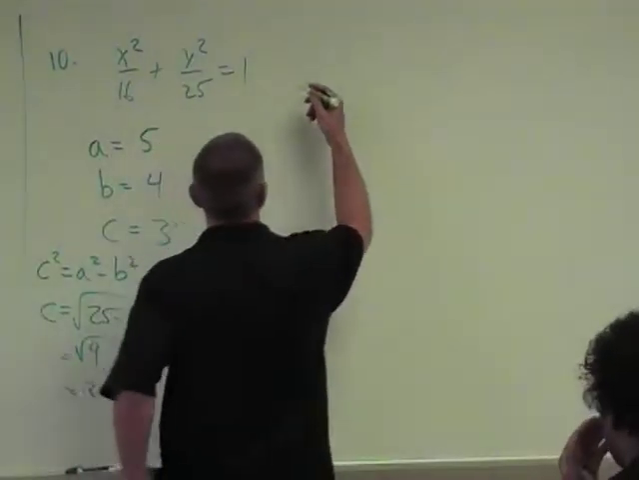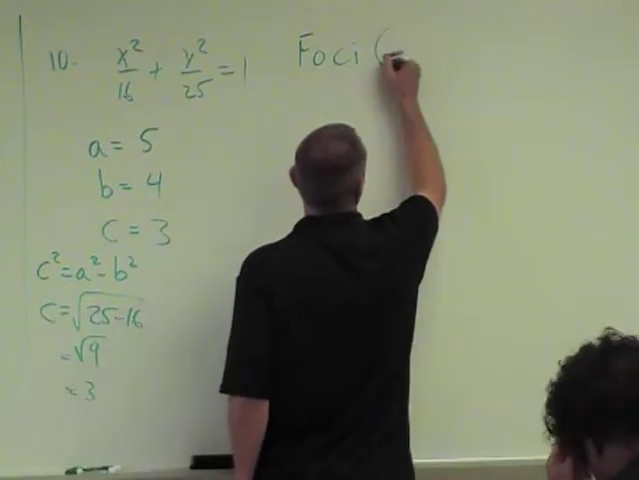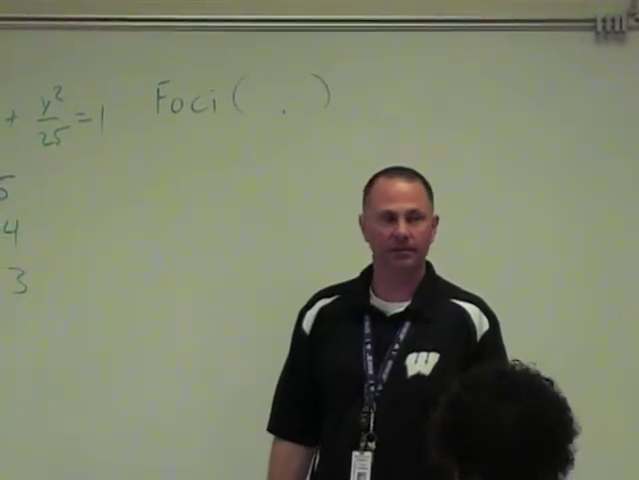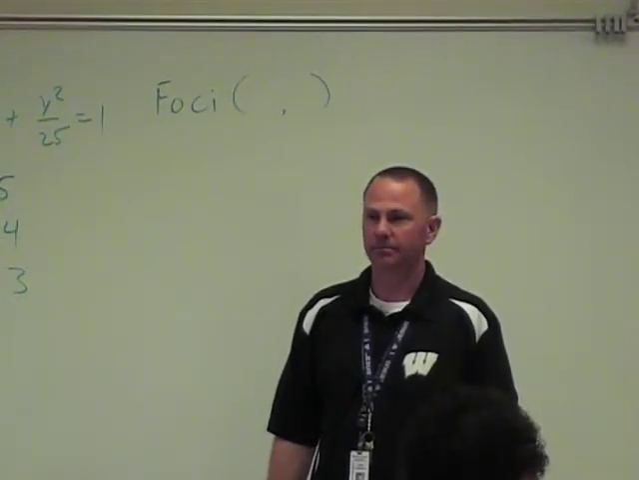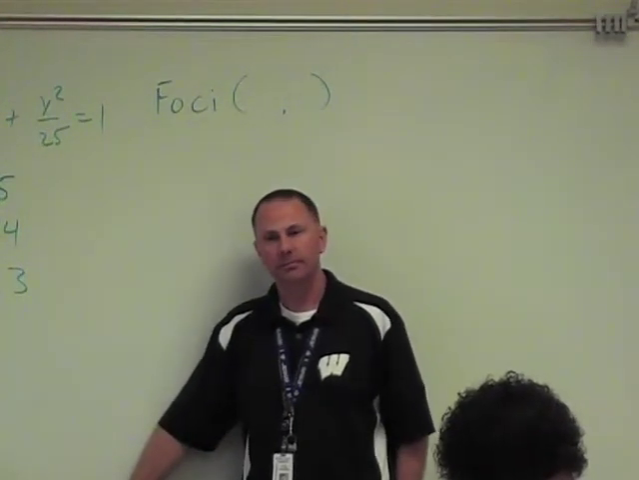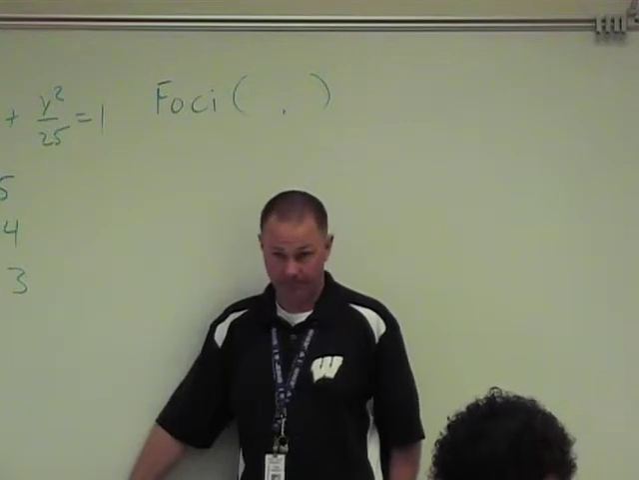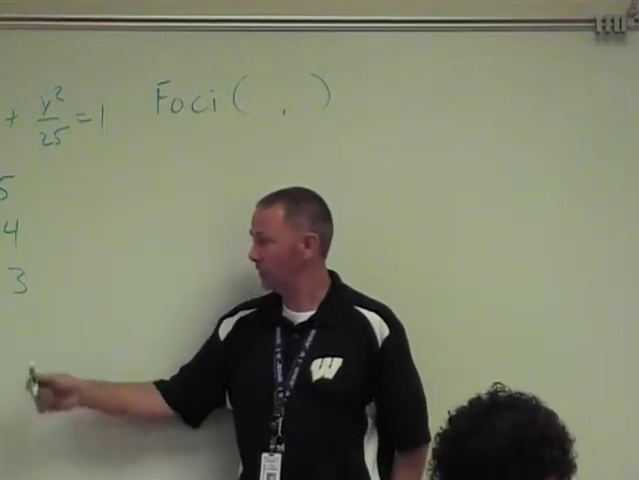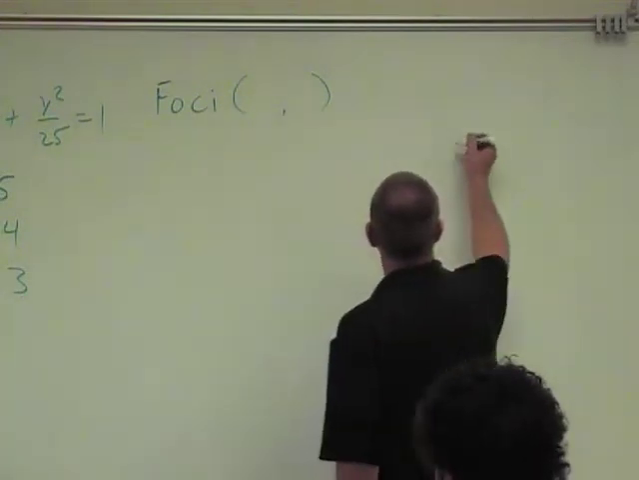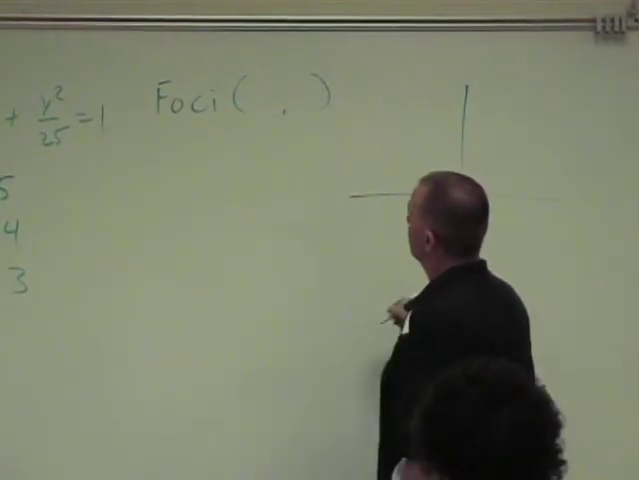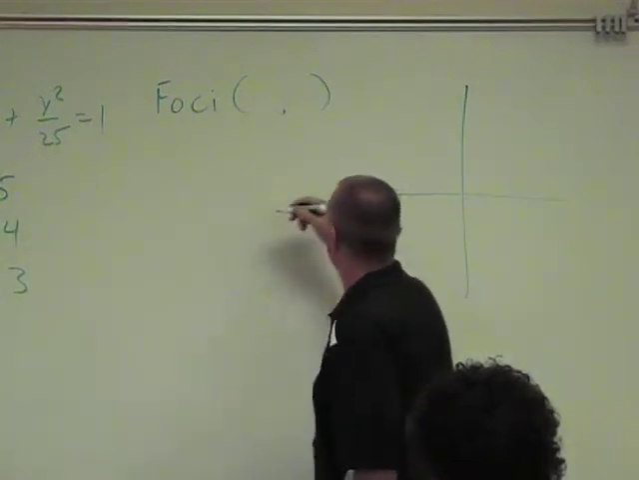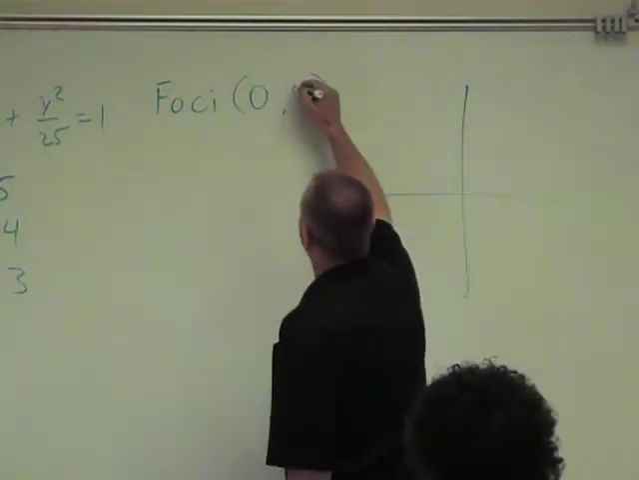So let's answer these questions. Foci. Think. Focal points are on your major axis. First of all, what number do we need? C, which is 3. So what are our coordinates of our focal points? Plus or minus 3, 0. But our major axis is the y-axis. Oh, so that would be 0, plus or minus 3.